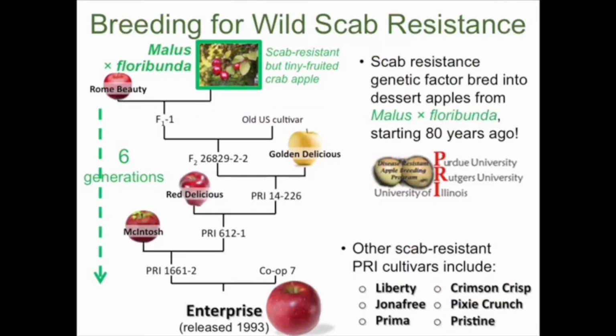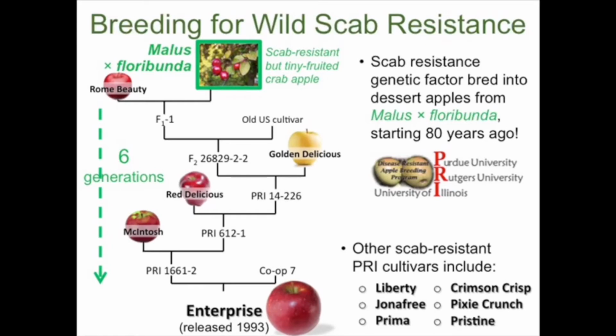So let's look at another case of wild species coming into apple. Eighty years ago, scab resistance breeding was done purposely using the tiny-fruited Malus floribunda crabapple at the PRI breeding program. Here's an example of one of the cultivars that's come out, Enterprise. There have been a lot of other scab-resistant cultivars that came out of this program, many of which you'll know of. And they all therefore have scab resistance coming from this wild ancestor.